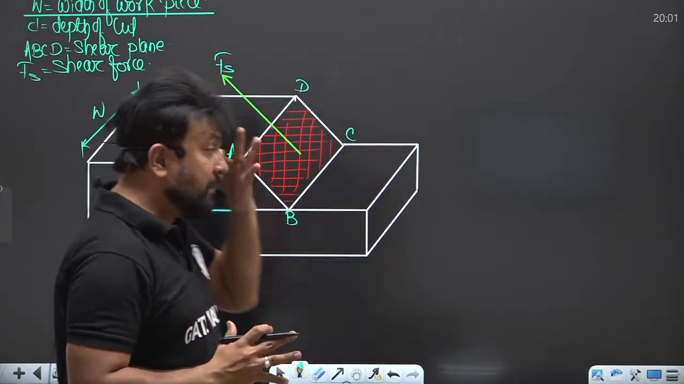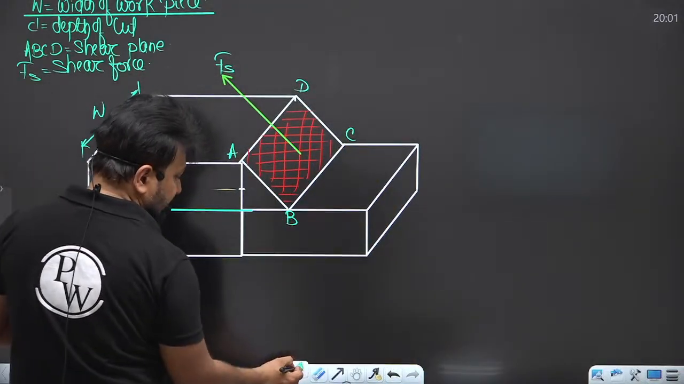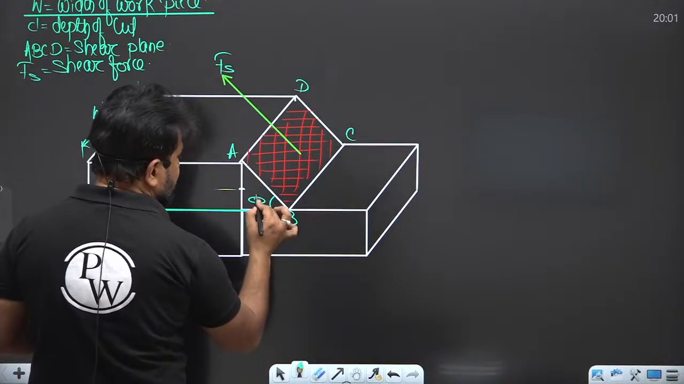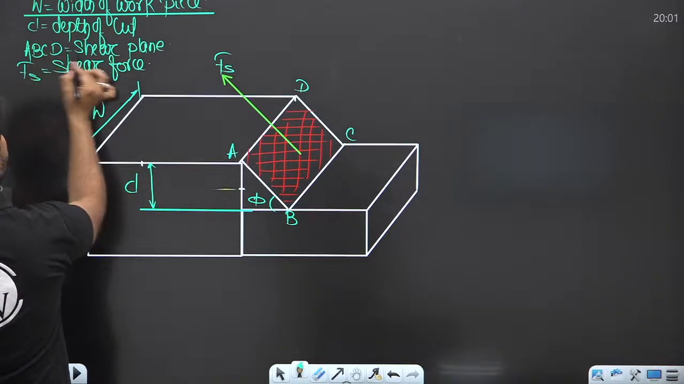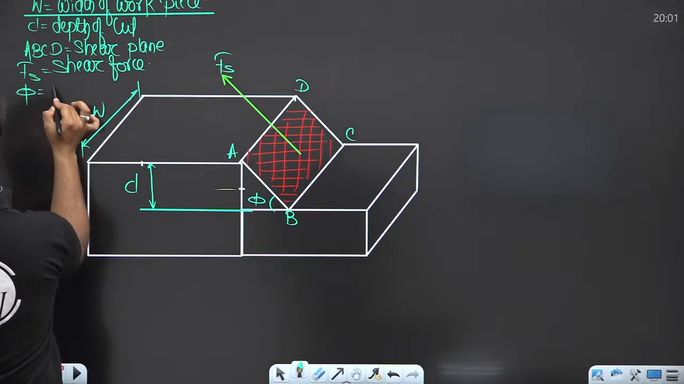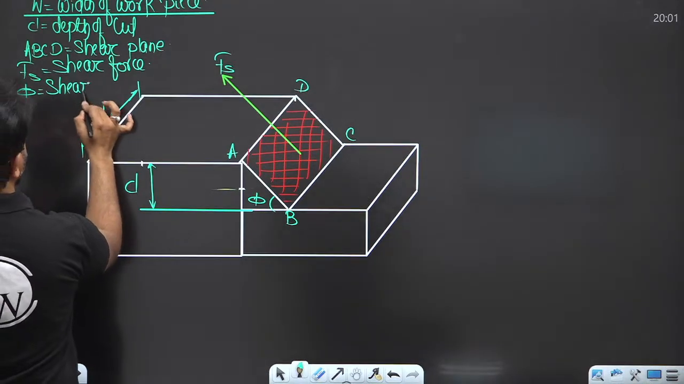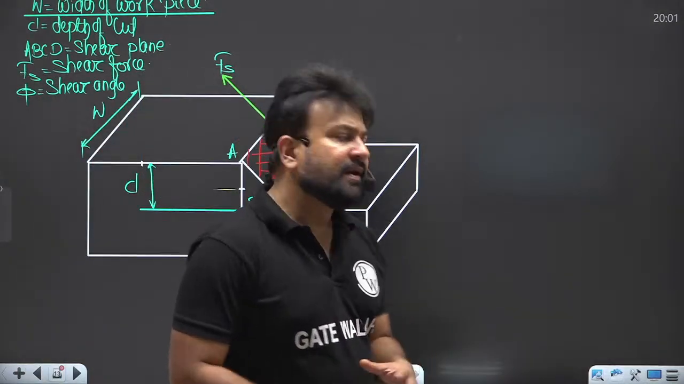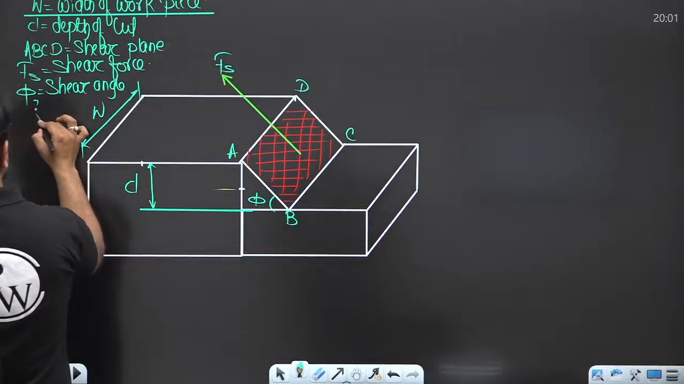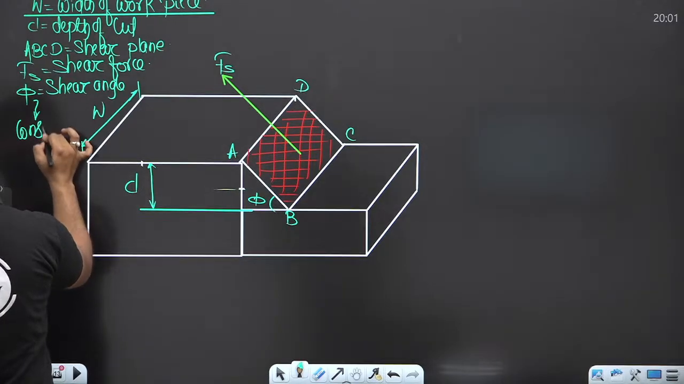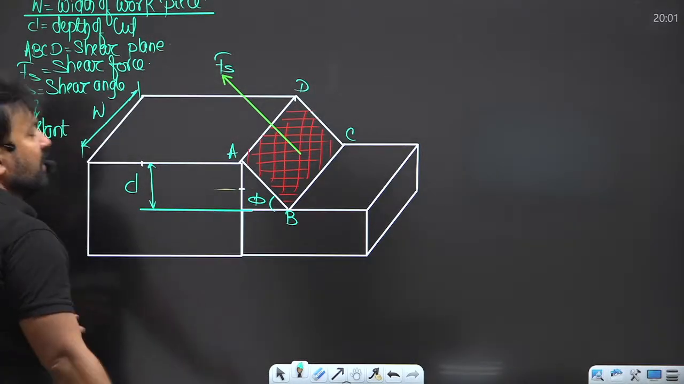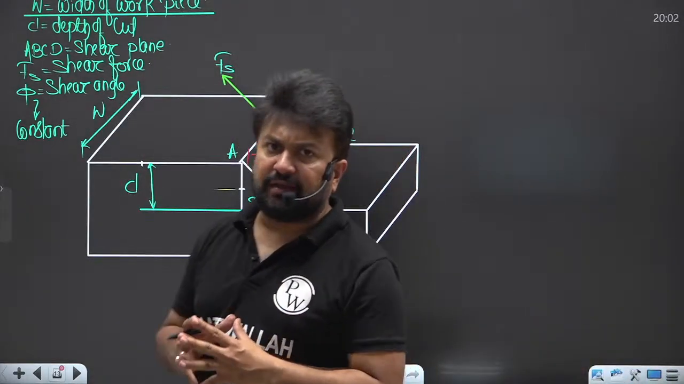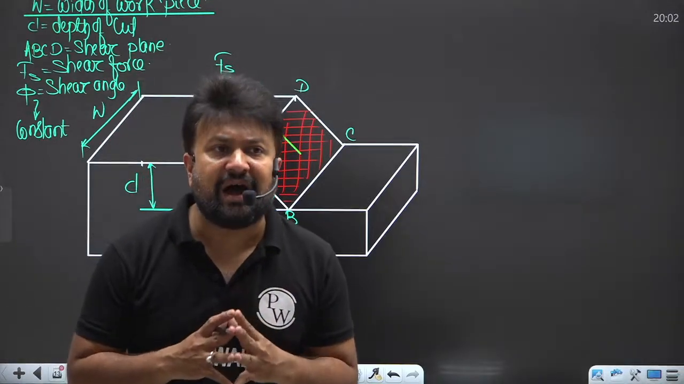My dear, the inclination of the shear plane from the horizontal line is known as the shear angle. Please remember one thing: this shear angle is constant. It is not going to change throughout the machining if the other parameters are constant.